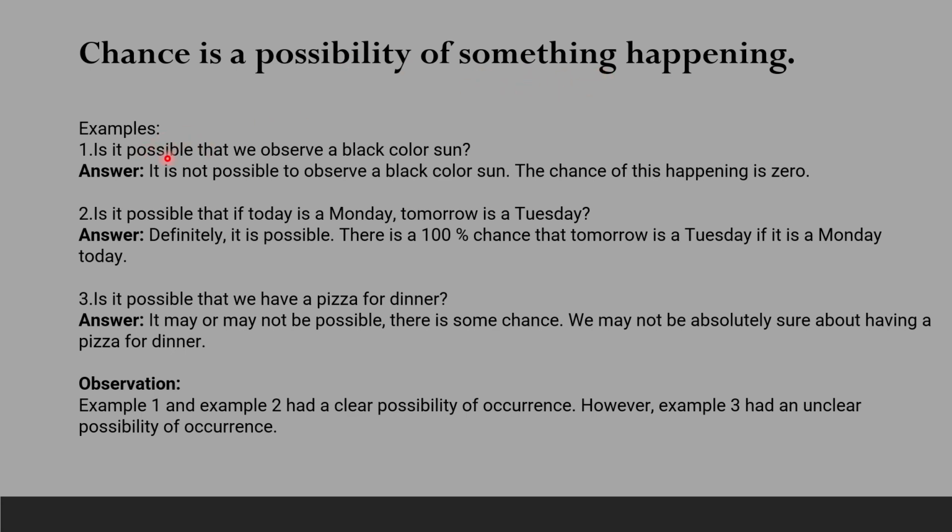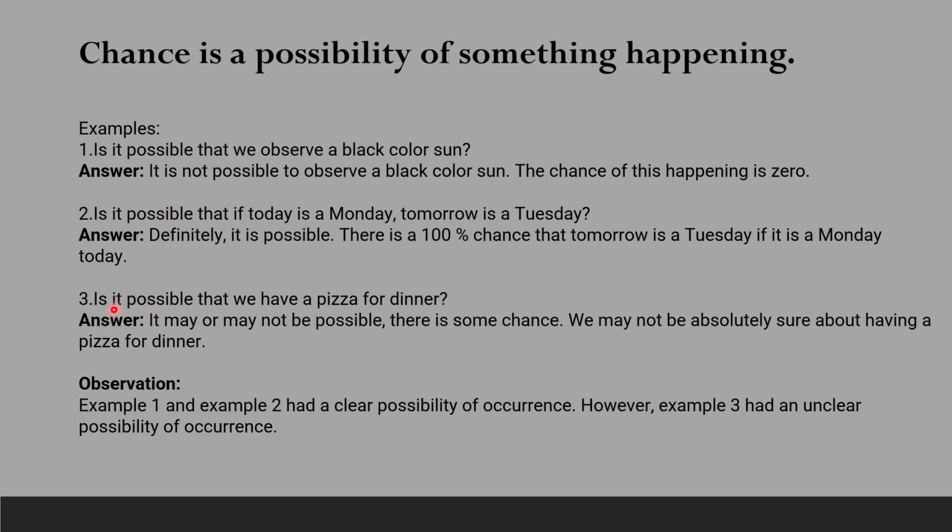For example, there are three examples here. First, is it possible that we observe a black color of the sun? The straight answer is no, it's not possible. So the chance of happening is 0. In example 2, is it possible that if today is Monday, then tomorrow is Tuesday? Definitely, because there is a 100% chance that tomorrow is Tuesday. Because today is Monday, tomorrow will obviously be Tuesday. So the chance is 100%.